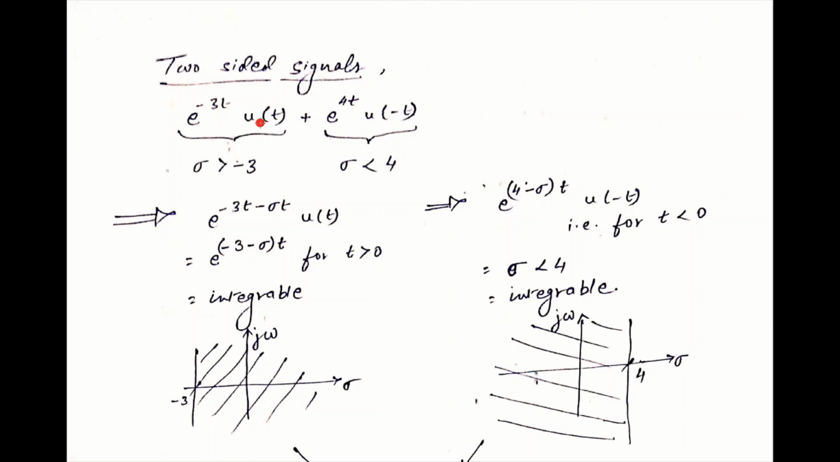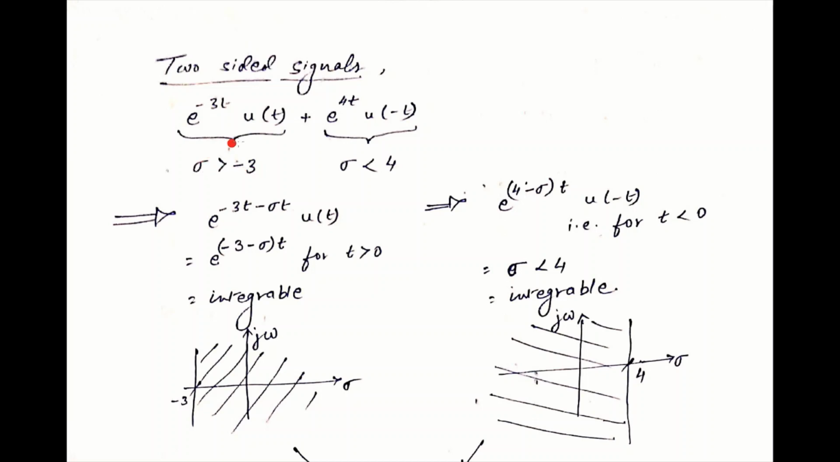Now, let us talk about two-sided signals. What happens with two-sided signals? This function e raised to the power minus 3t u(t) is a right-sided signal, and this e raised to the power 4t u(-t) is a left-sided signal. As I have told you previously, for a right-sided signal, the value of sigma should be greater than the boundary value of sigma. So the boundary value of sigma is minus 3 here.